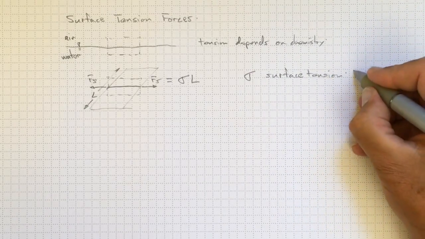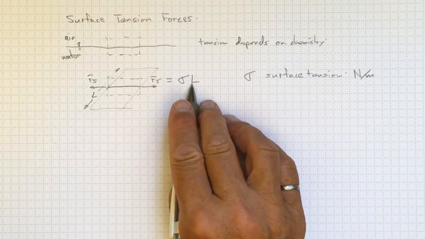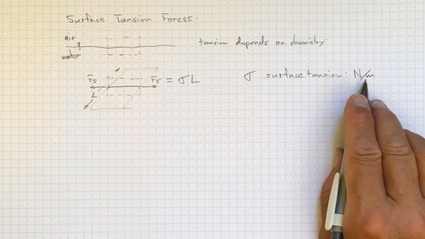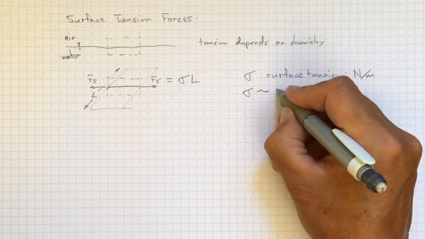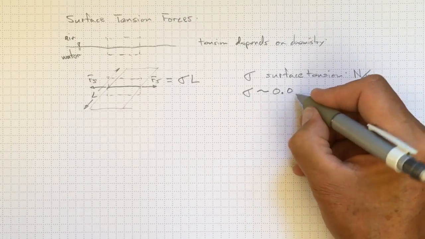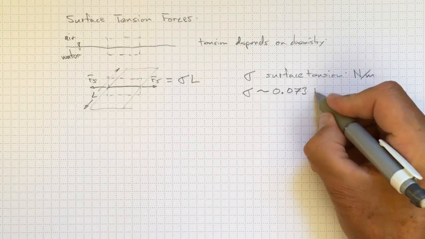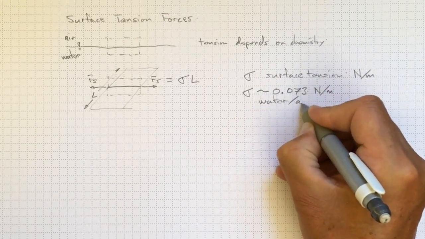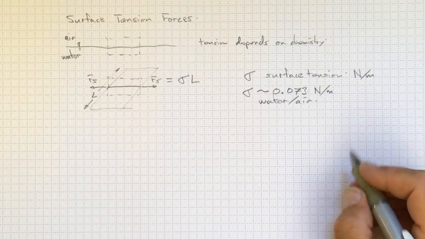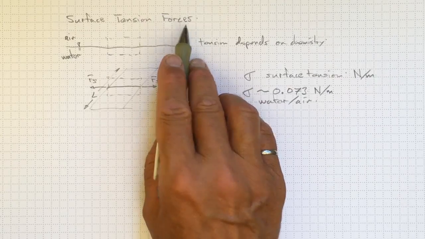It has units of newtons per meter, so that when we multiply it by a length L in meters, we get a force in newtons. And sigma is often very small. Even for water, which has one of the highest surface tensions, we only have about 0.073 newtons per meter for a water-air interface. So usually surface tension forces are really small.